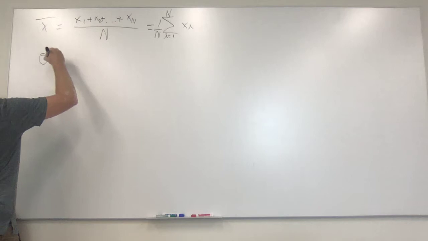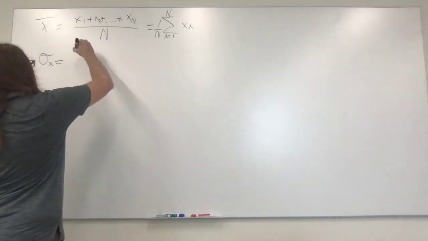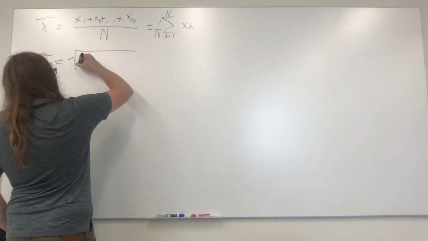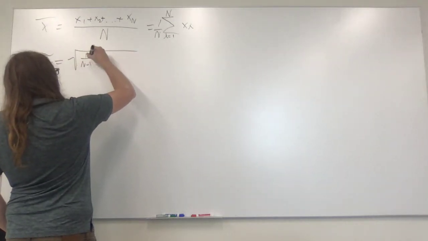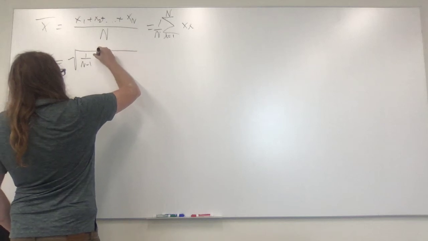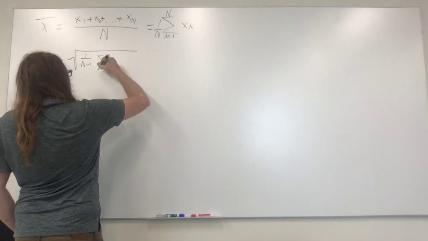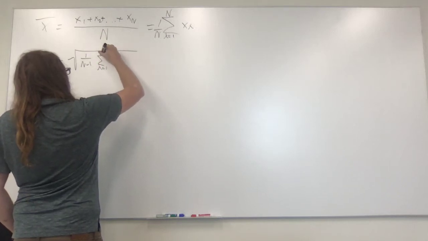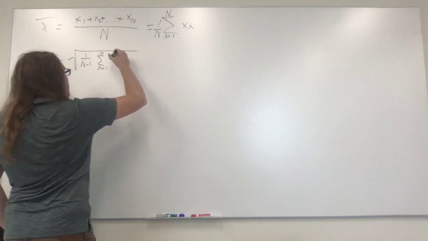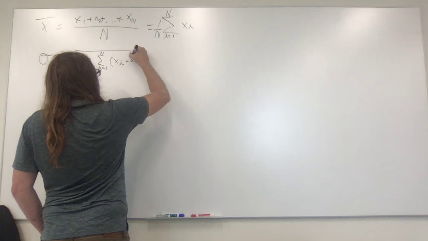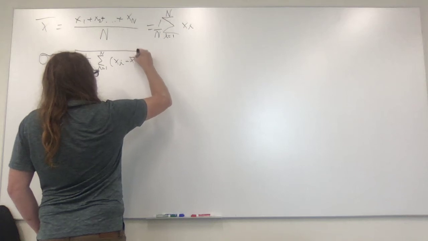So then we have the standard deviation. So the standard deviation of x is the square root of 1 over n minus 1, sum, i equals 1 to n, of xi minus x bar, squared.